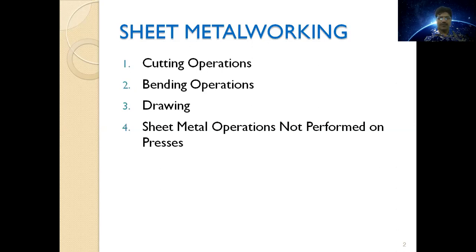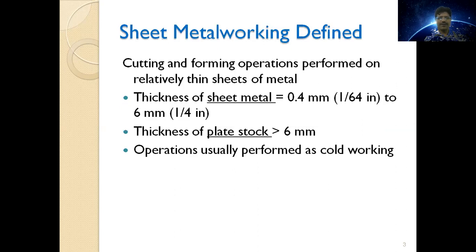First of all, coming to the cutting operation. The thickness of sheet metal is 0.4 to 6 mm, and cutting and forming operations are performed on such sheets. These cutting operations can be performed on sheet metal from 0.4 mm up to 6 millimeter thickness. Stock above 6 millimeter thickness is known as plates.